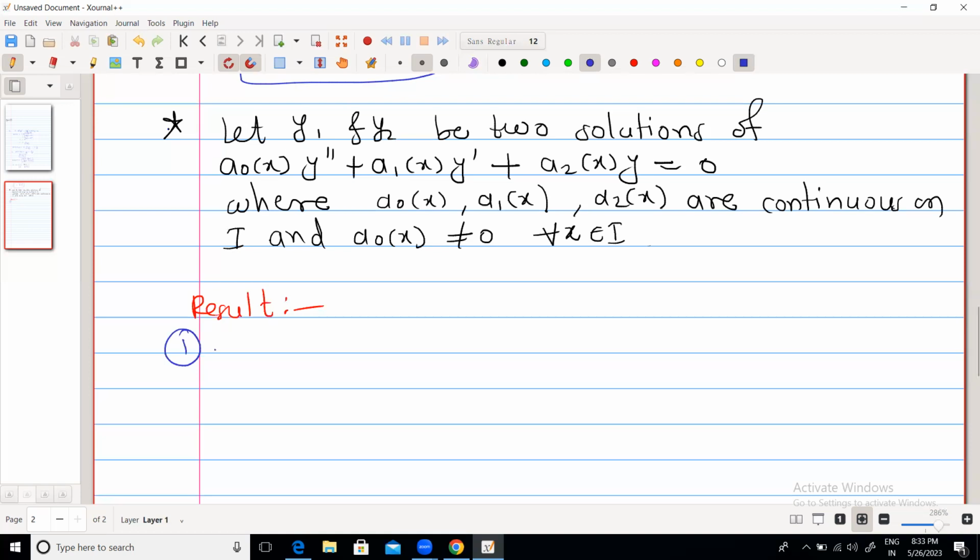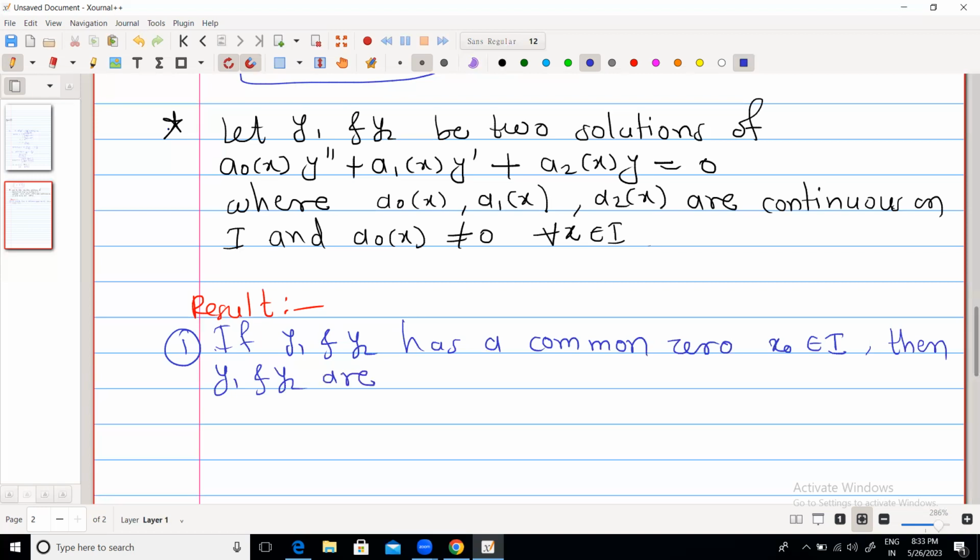So see the first result. If y1 and y2 has a common zero x0 belongs to I, then y1 and y2 are linearly dependent on I.